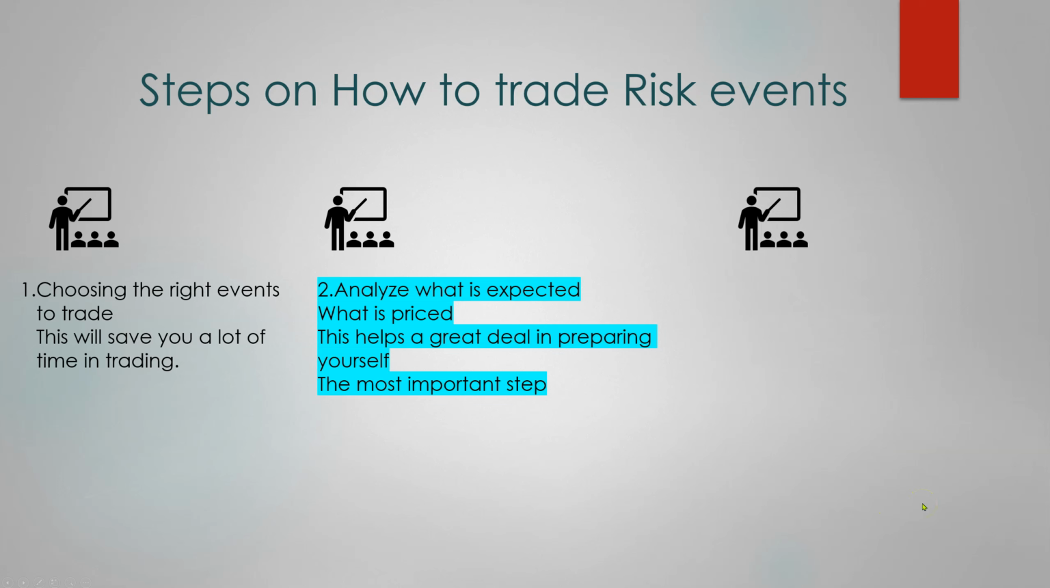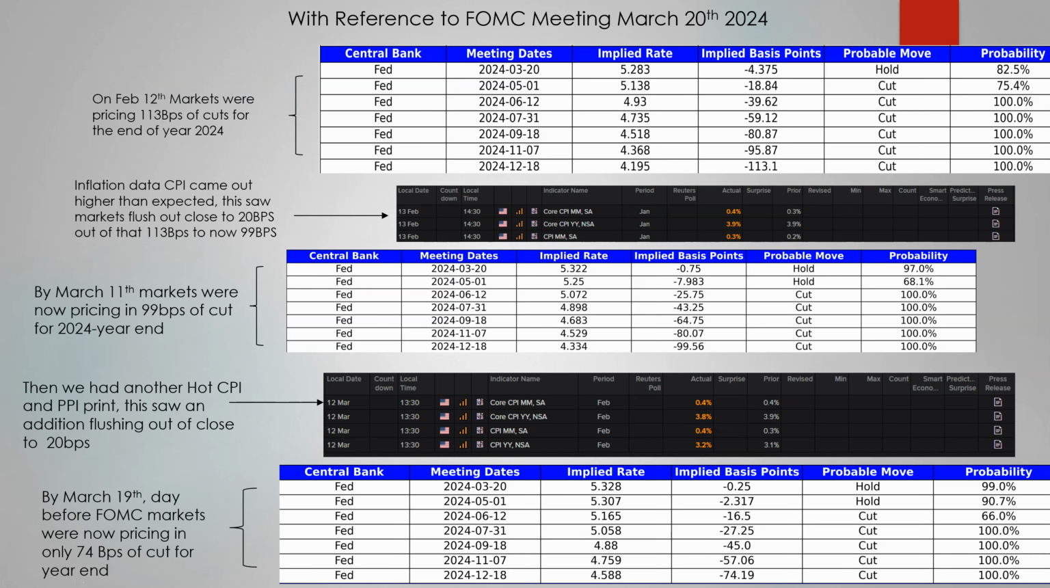So after knowing what you need to focus on in terms of rate pricing, looking at prior central bank comments, looking at the research and publications, the next thing you want to do is analyze what is expected and also what is priced. So that being said, I'm going to be making reference to the FOMC meeting that we had on March 20th, 2024. So the first thing I want to say about this FOMC is that we usually get what is called the dot plot.